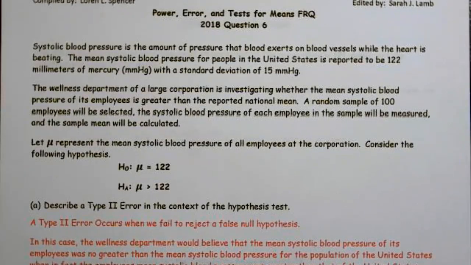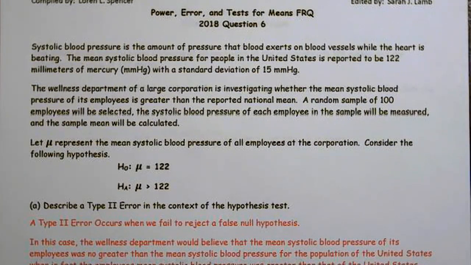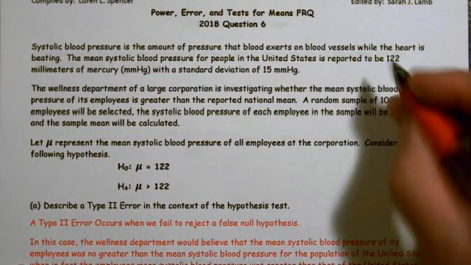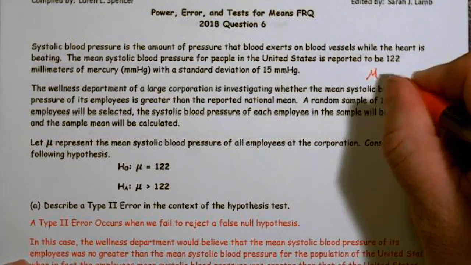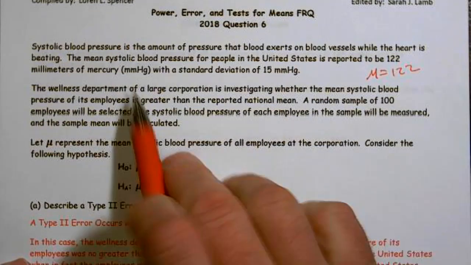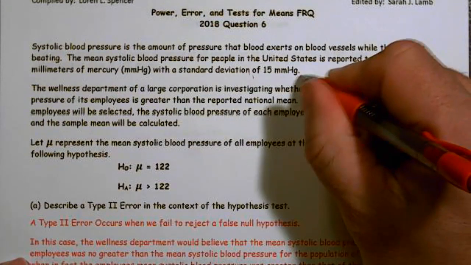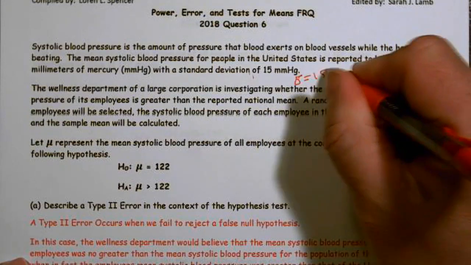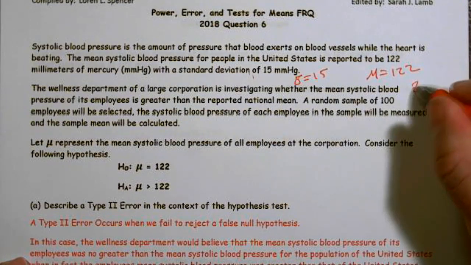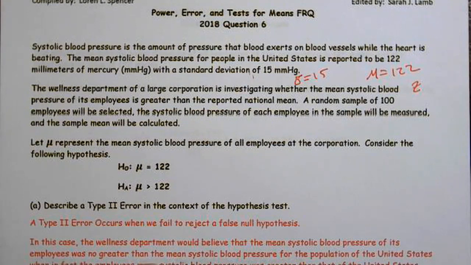All right, pretty good question. Systolic blood pressure is the amount of pressure that the blood exerts on blood vessels while the heart is beating. The mean systolic pressure for people in the United States is reported to be 122. So we have a population mean of 122 with a standard deviation of 15. Now notice we have the standard deviation of the population. So if we're running any sort of test, this is going to be a z-test, running for normal.